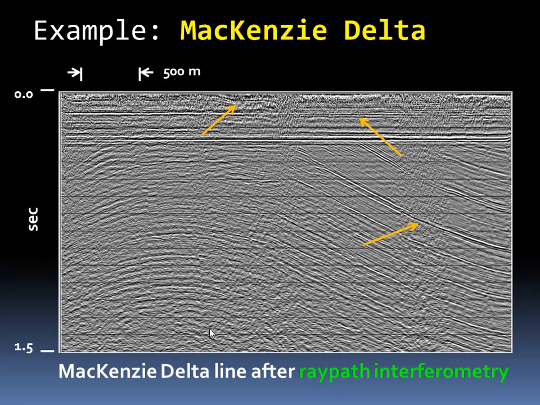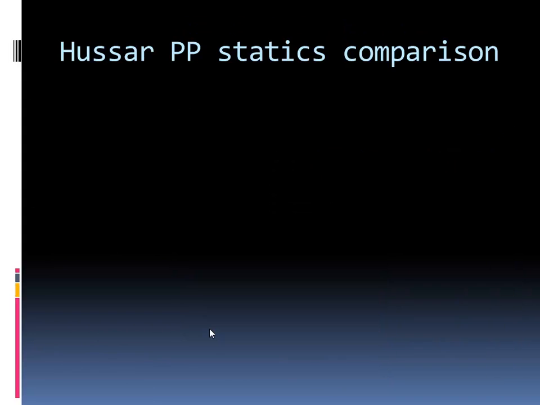Now, these are things that you don't see on any of the data from this area that were corrected using conventional statics. So we consider this a vindication of using this Raypath interferometry. Now, let's look at the HASAR data.